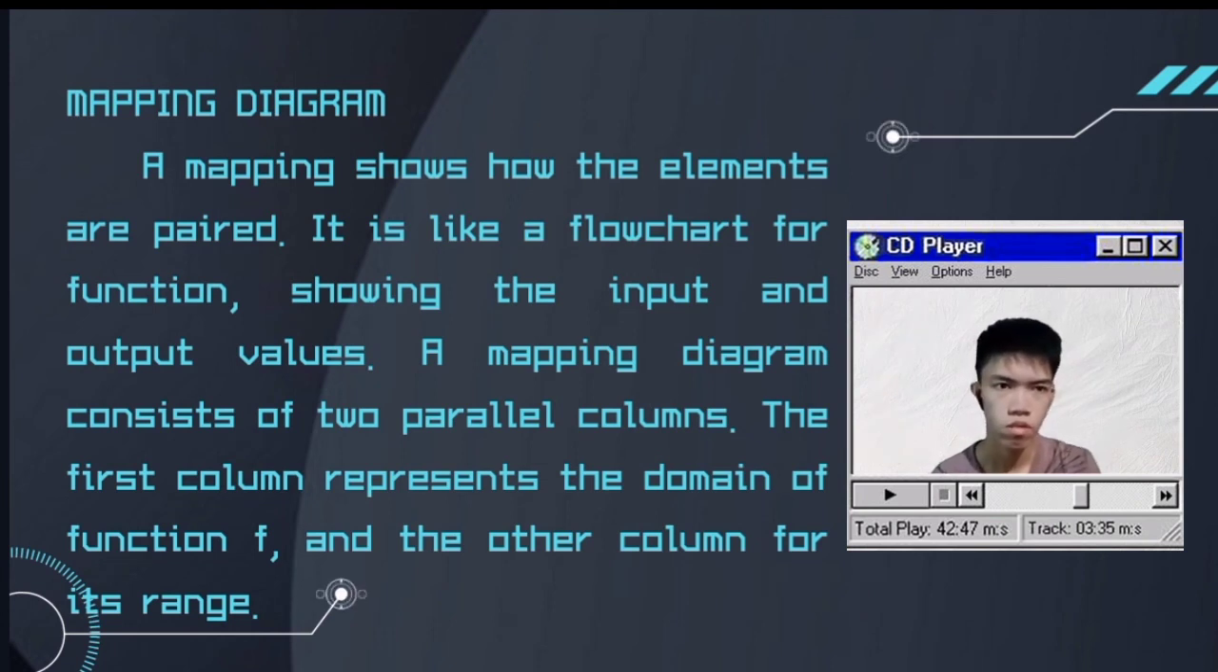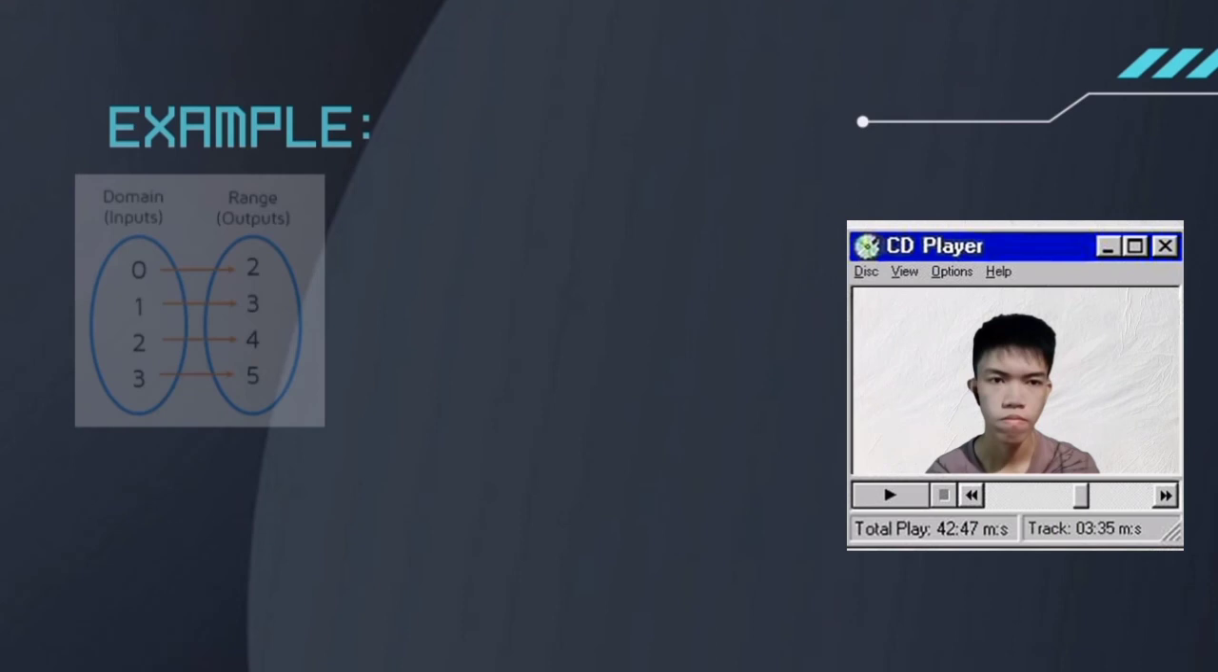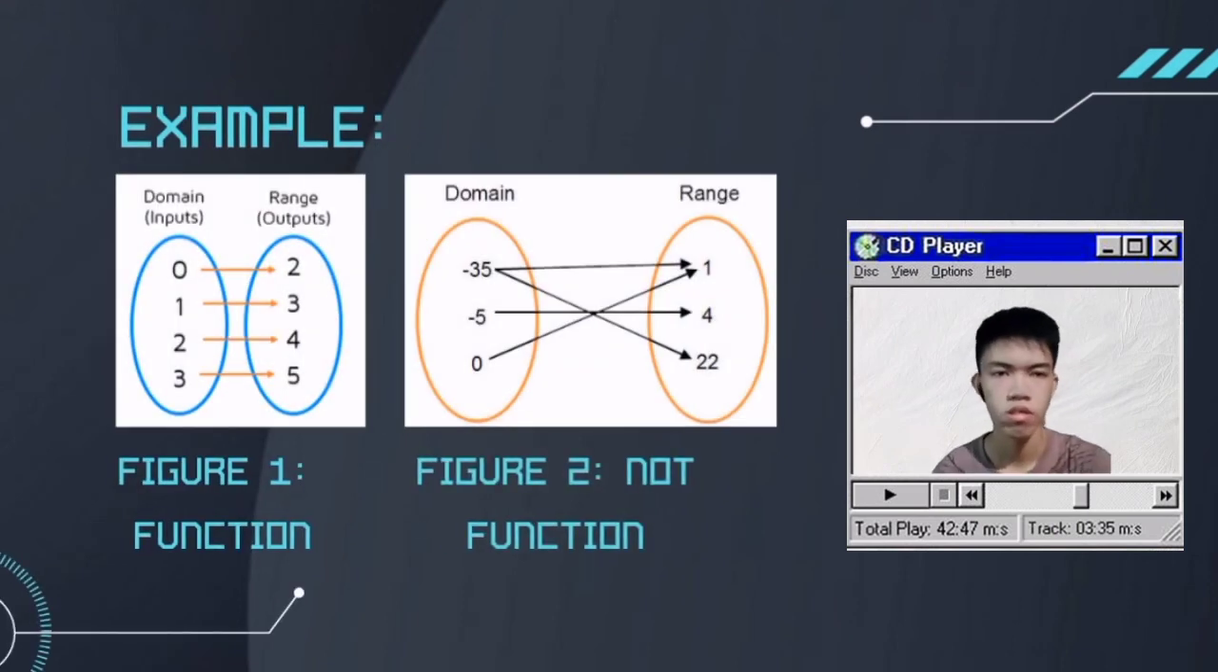Mapping diagram shows how the elements are paired. It's like a flowchart of a function, showing the input and output values. A mapping diagram consists of 2 parallel columns. The first column represents the domain of function f, and the other column is for its range. Now the question is, how to know if a relation is a function using a mapping diagram.